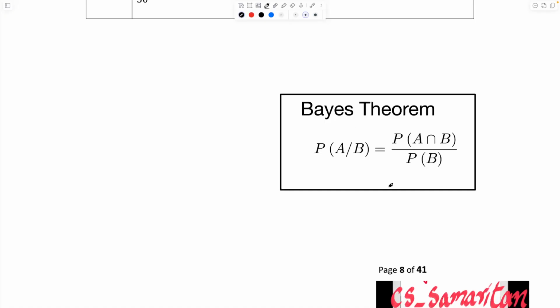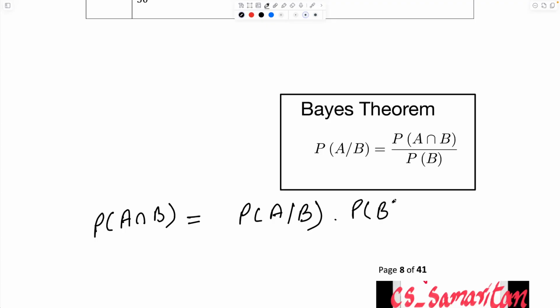Now let's take this denominator over here and take it to the left side, because we are going to use it in this question in that manner. So we will get P of A intersection B equals P of A given that B has already happened, times the probability of B. This is what you're going to get for P of A intersection B.